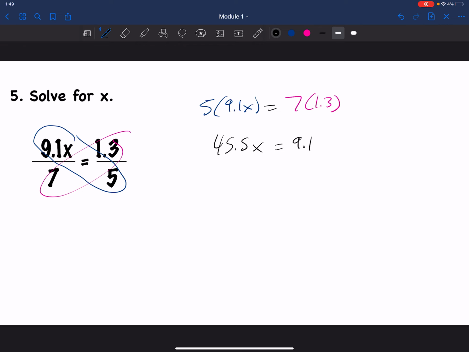All that's left to do is perform our division. So we'll divide both sides by 45.5. So 9.1 divided by 45.5 is going to give us 0.2 for our final answer.